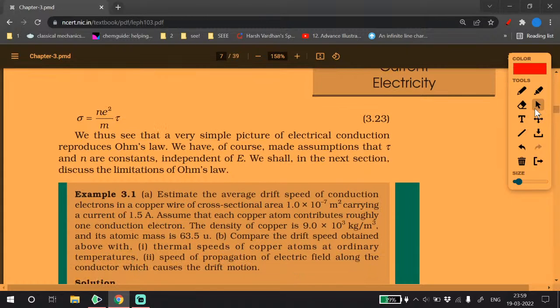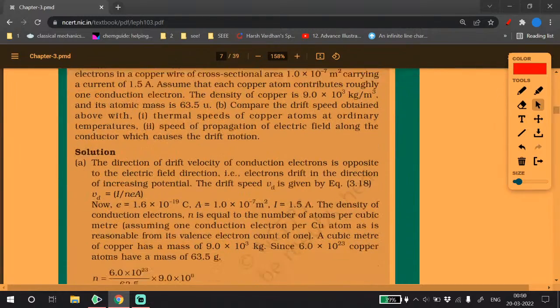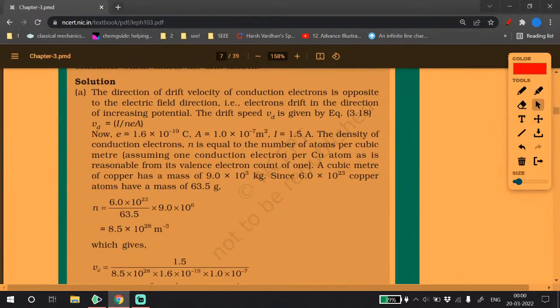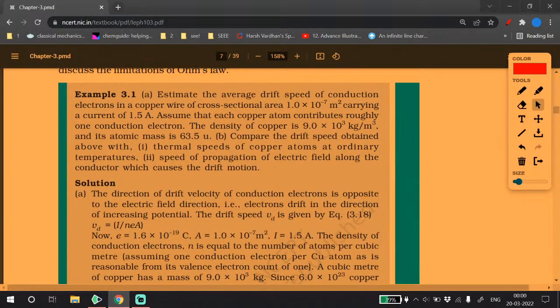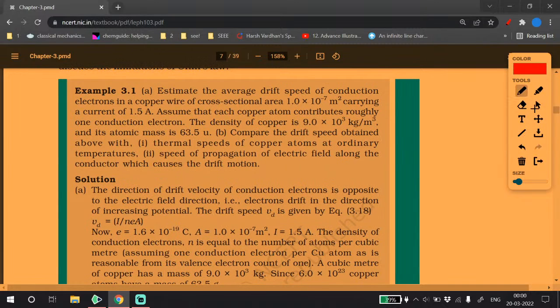So you can see all of them are constants. That makes sense. Okay, so this question: estimate the average drift speed of conduction electrons in a copper wire. We have the area, we have the current, we have density and atomic mass. So first we find out the number of electrons per volume. For the number of electrons per volume, we have density.